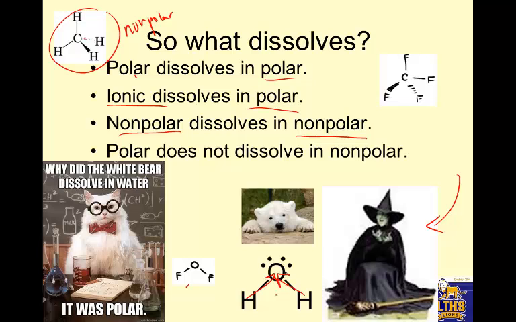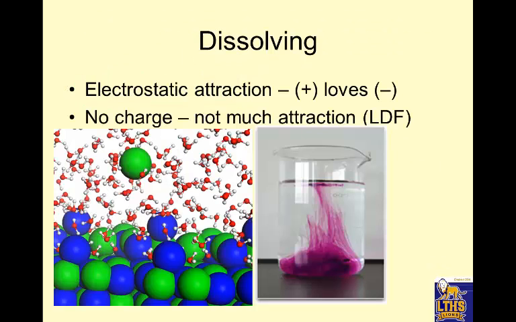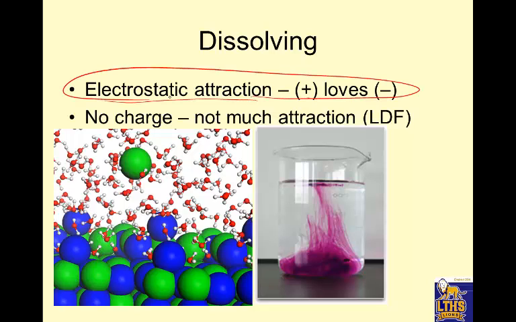I just want you to see if you can decide if these are polar. This is polar: partial negative, partial positive. So what makes polar things dissolve in polar things? Those opposite charges. What makes polar things dissolve ionic compounds? Because ions are oppositely charged. Dissolving happens sometimes because of electrostatic attraction, positives and negatives. We could talk about the different kinds of positives and negatives, but they're attracted to each other. Dissolving happens in nonpolar things because there's not much attraction, but they can slide past each other. So things with charges stick together, things without charges stick together.